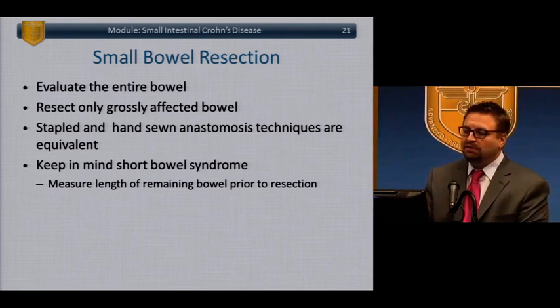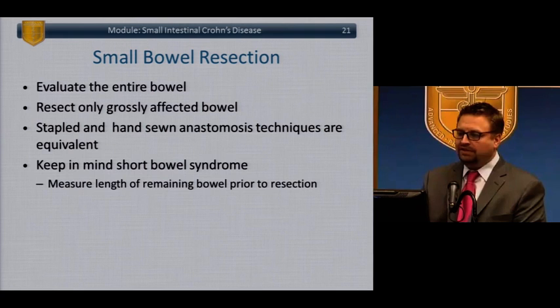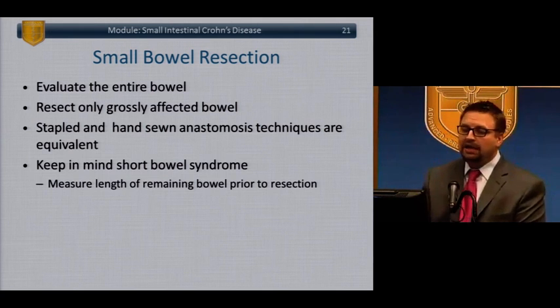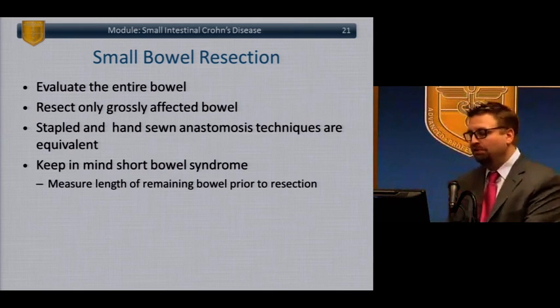So when performing small bowel resection in the setting of Crohn's disease, it's mandatory to assess the entire small bowel from beginning to end. Although patients most commonly will present with ileocolic disease, you would hate to do a resection and find yourself back in the OR a short time later because you did not identify additional strictures just proximal to your resection. So a full assessment of the small bowel is mandatory. Resect only the grossly affected bowel. Again, you don't know how many resections this patient is going to require in his lifetime, and so you should resect only what appears to be abnormal.